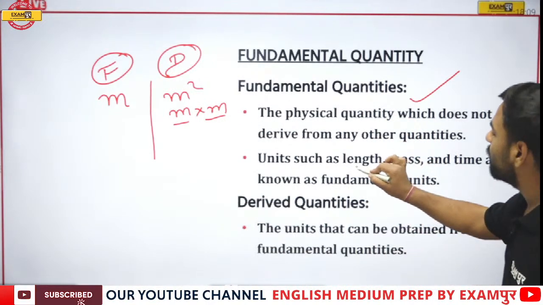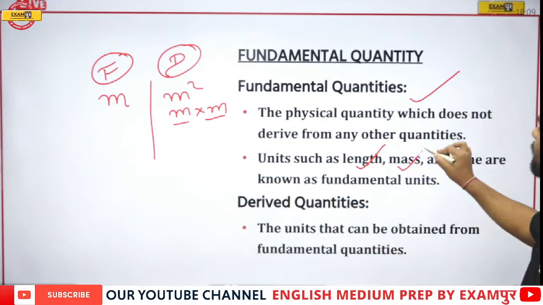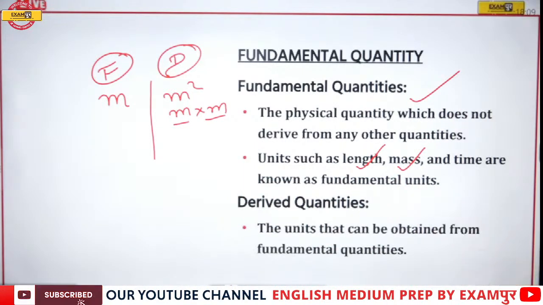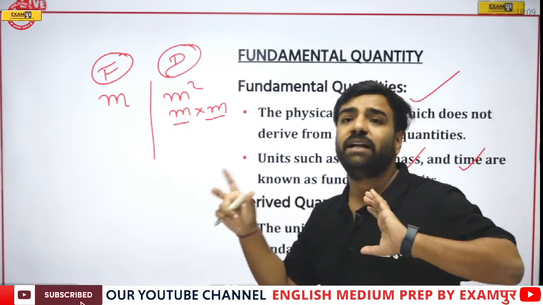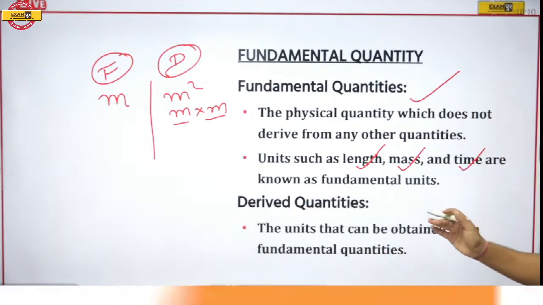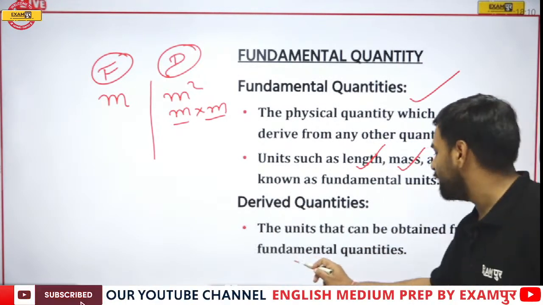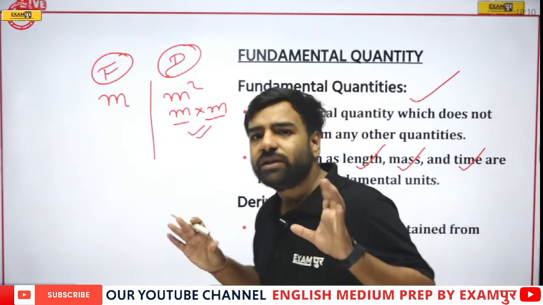For example, you can talk about length. We were discussing meter, correct? Length unit is meter. If I talk about mass, you can talk about kilogram. Time, second. So these are known as fundamental units because they are not dependent on any other unit. But if I talk about derived quantities, the units can be obtained from fundamental quantities. We have taken its example. Got my point?